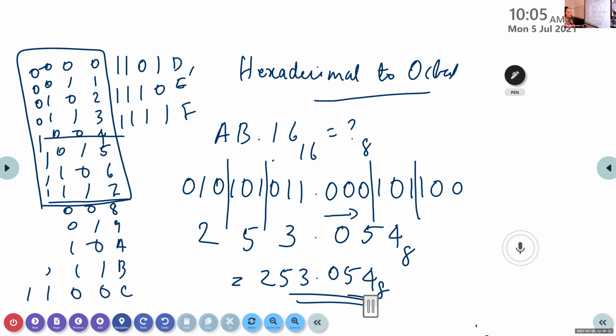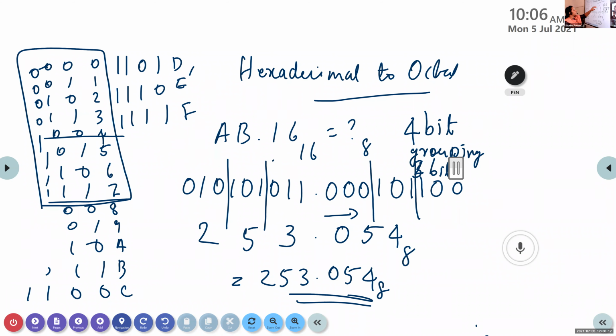Is it clear? Alan, is it clear? Yes, ma'am. Okay. So for converting hexadecimal to octal, first we have to convert that hexadecimal number into binary using the 4-bit table. Then we get one binary number. After that, the second step is grouping: group that binary number. After that, use which table? 3-bit table.